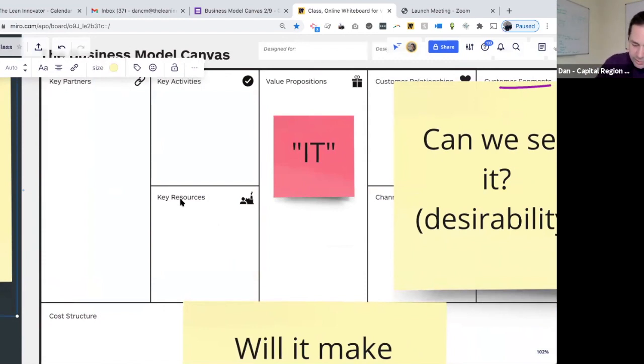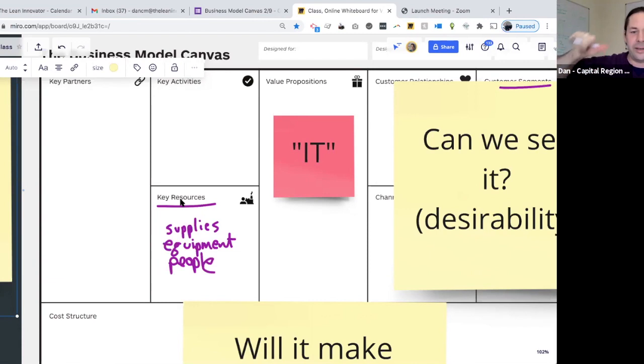Very simply, the key resource is basically what I need to make it happen. This is usually supplies, equipment, and people. This is generally what I think about when I think about key resources. What do I need to make it work? What do I need to actually make it? And do I need some help to produce it?